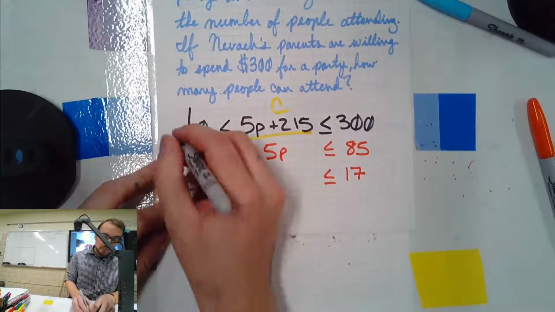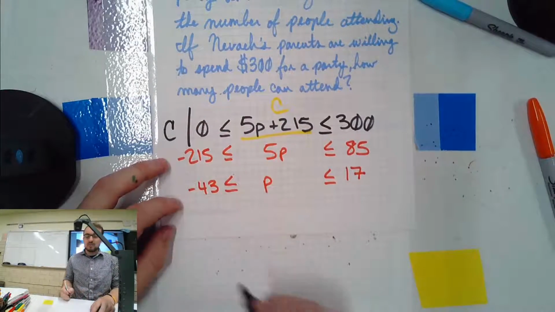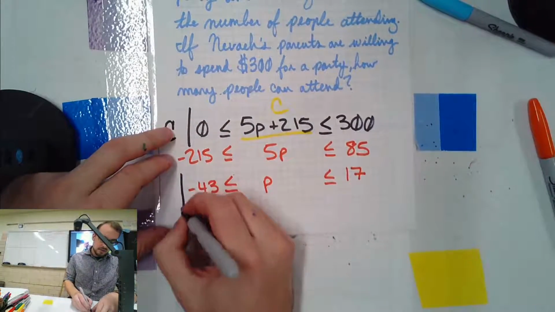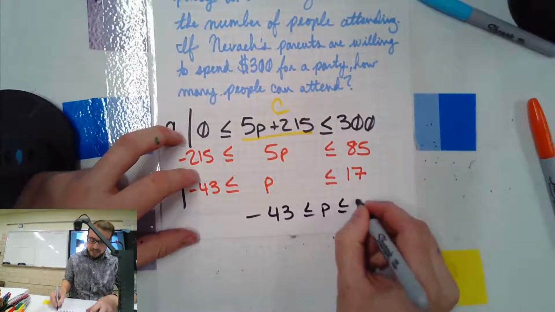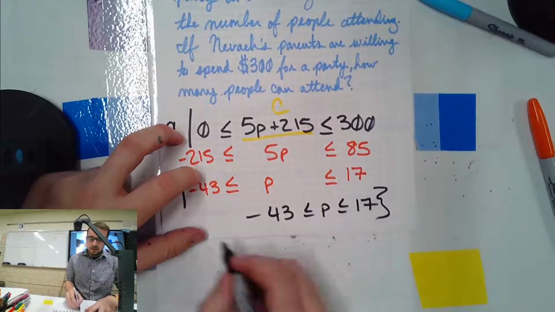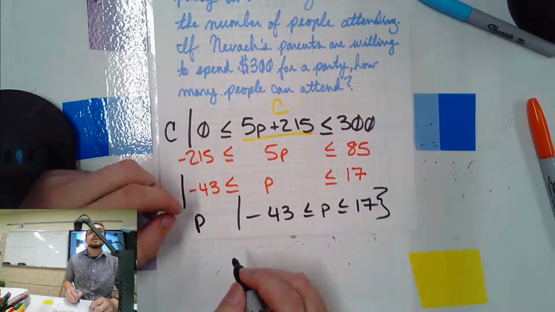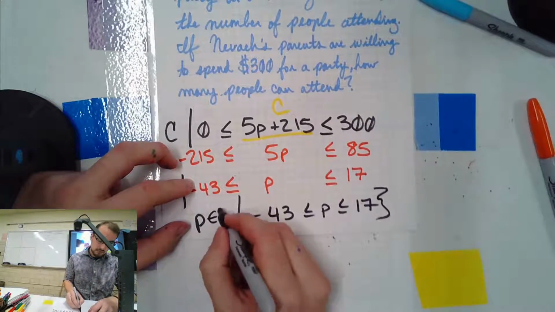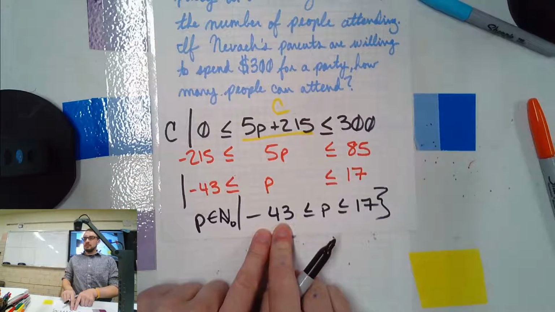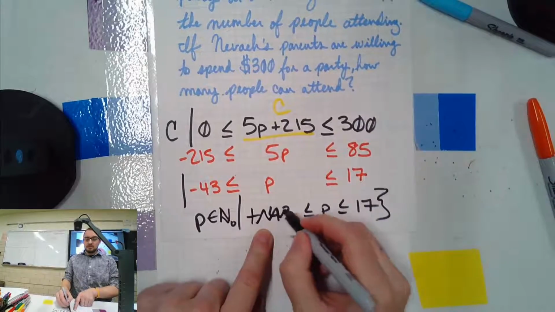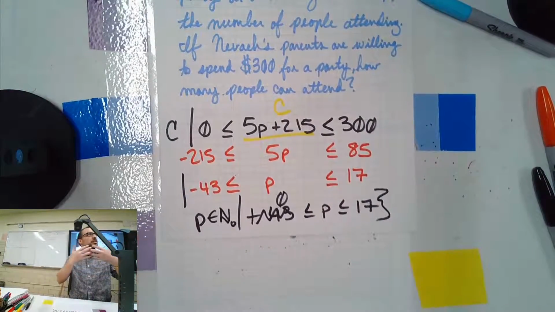Before we were saying, hey, look, C can be anything. But now we're talking about P. And P can't be anything. P's restricted. It's anything between negative 43 and 17. But P also has to be what kind of a number? A whole number. It can be 0. But it can't be a fraction. So automatically that rules out anything over here. So a better way to write this would just be 0 between 0 and 17 people. You see how that changes things?